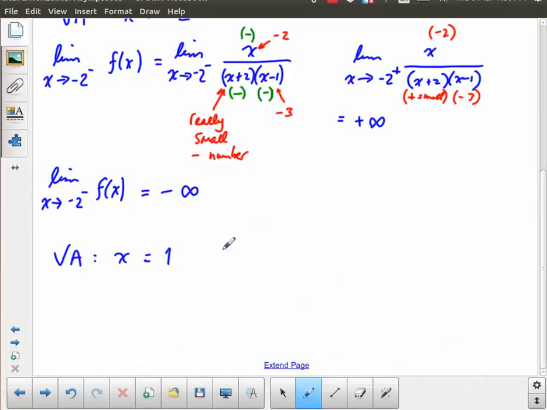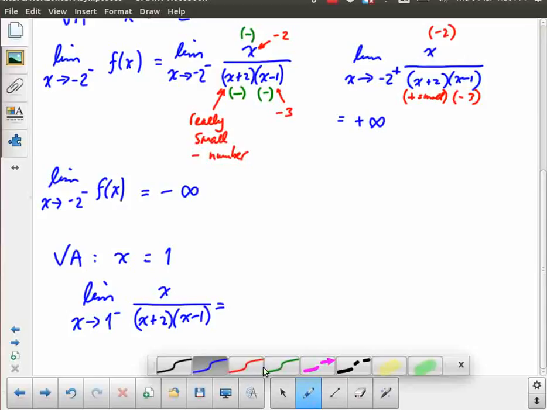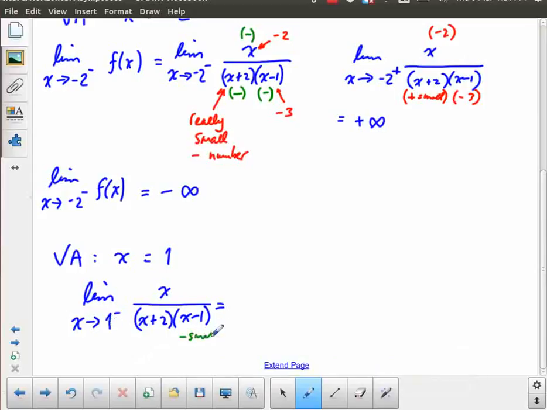So what I'm going to do is take the limit as x approaches 1 from the left of x over (x plus 2)(x minus 1). Now you can do this in your head so long as you're careful about it, but I'm still going to. I know that as x approaches 1, this is going to be a really small number. From the left, that's going to be about 0.9. 0.9 minus 1 is going to be a negative small.